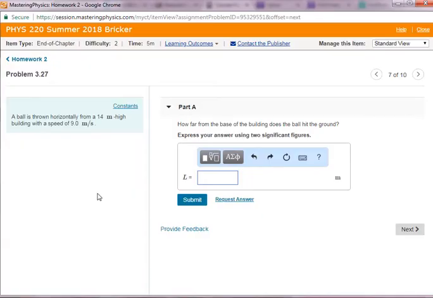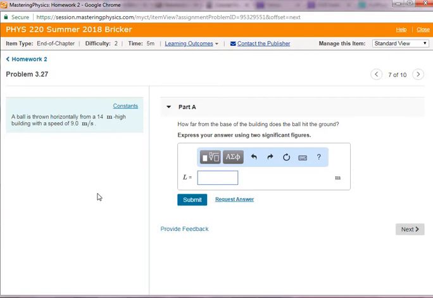Okay, 3.27. A ball is thrown horizontally. Okay, we're back to the idea of horizontally. That just means it has an x velocity to begin with. From a 14-meter high building, with a speed of 9 meters per second. How far from the base of the building does the ball hit the ground?